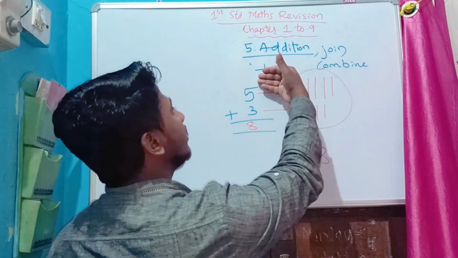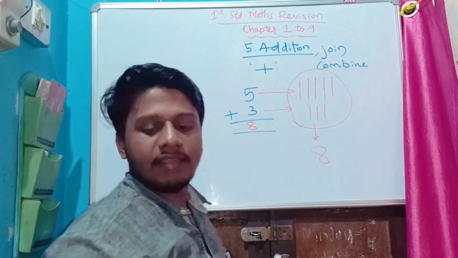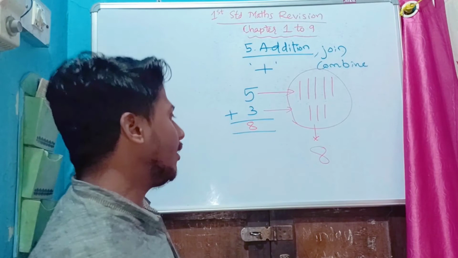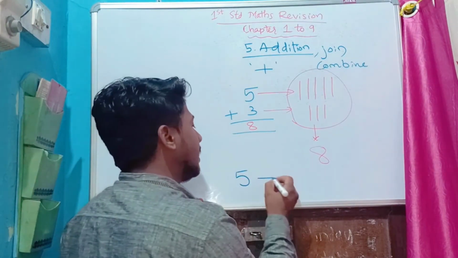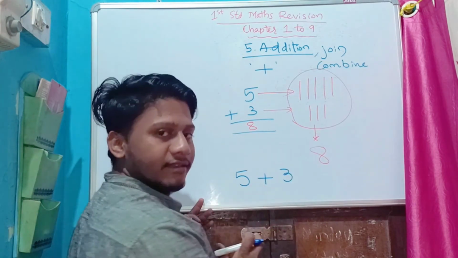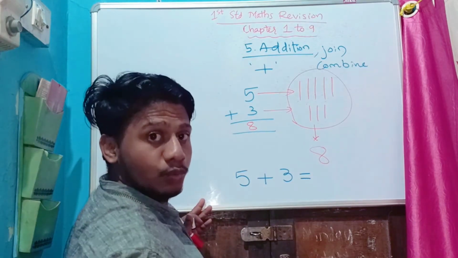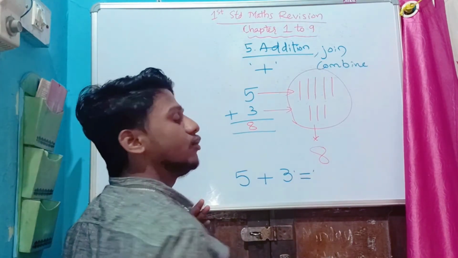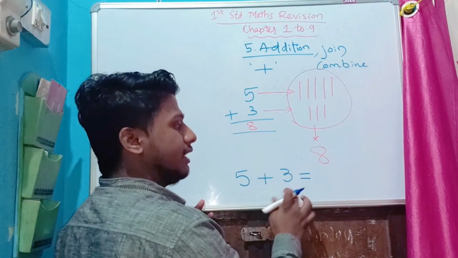So this you can say it as a vertical addition because we are writing it vertically. The same thing can be written horizontally. How? You can say 5 plus 3. To write the answer, we will be using a symbol called as is equal to. This is equal to symbol, okay? 5 plus 3, how much?